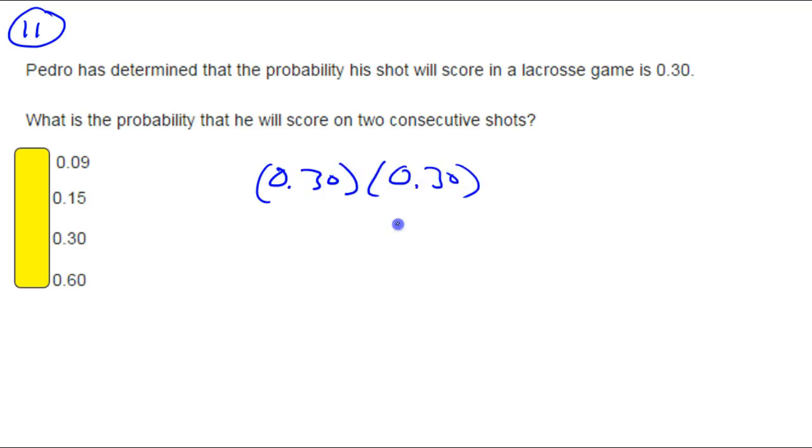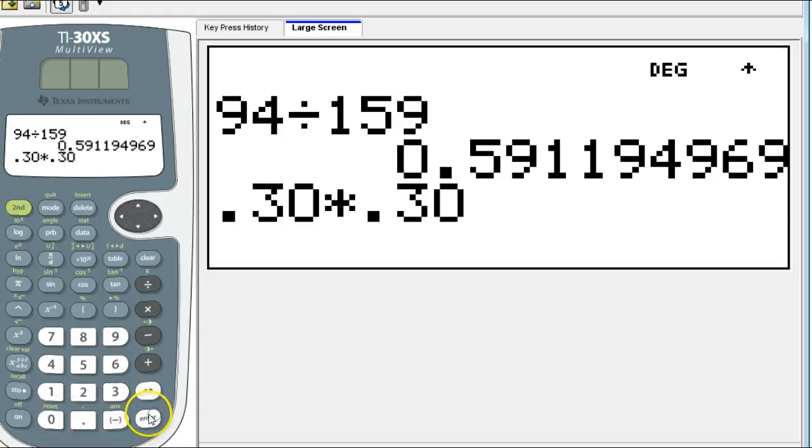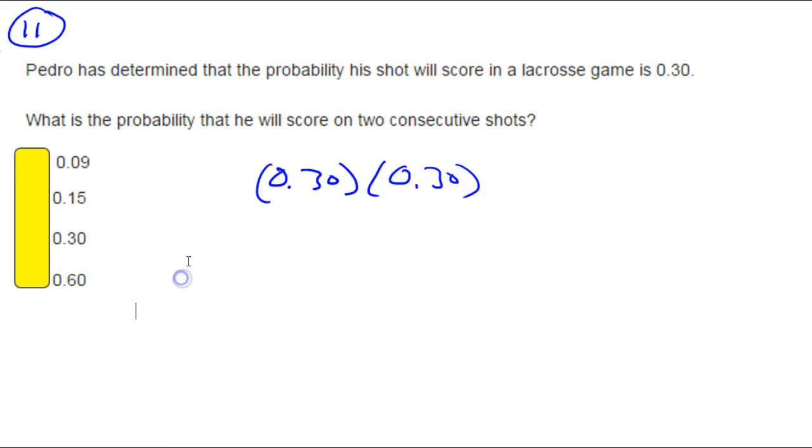All right, that should be the probability of both things happening together, or like in a row. All right, so that's 0.09. So it should be the first one. Cha-ching. And there you go.